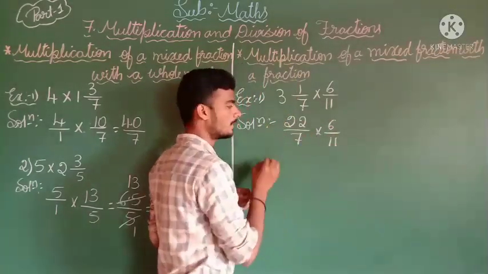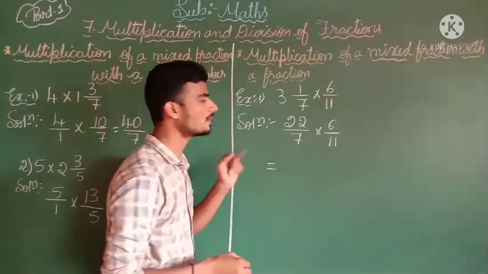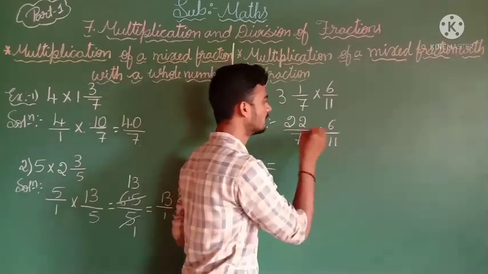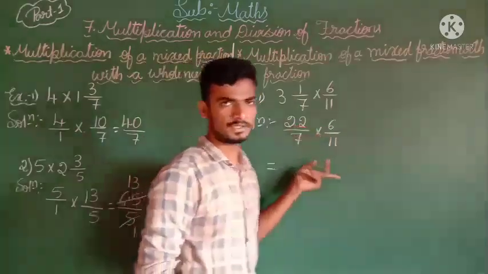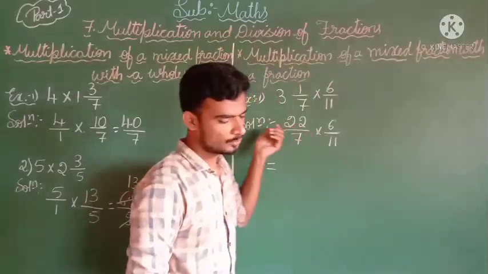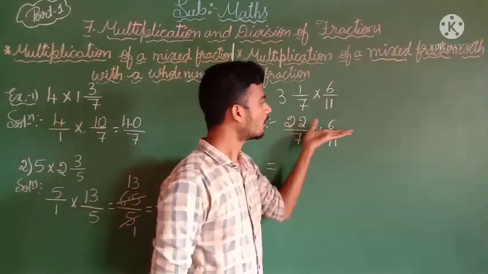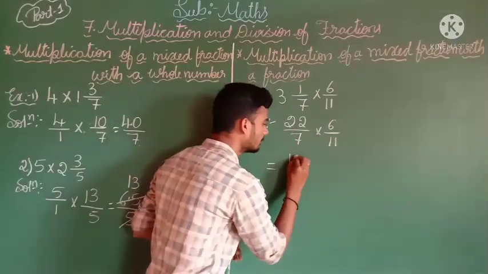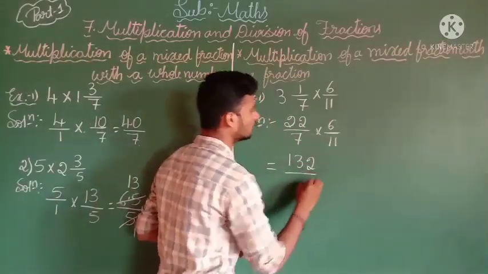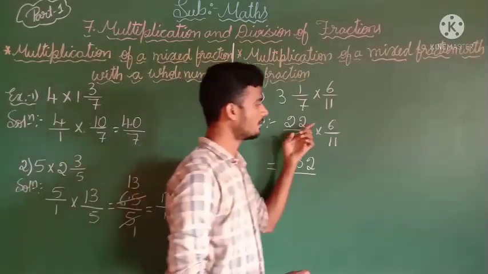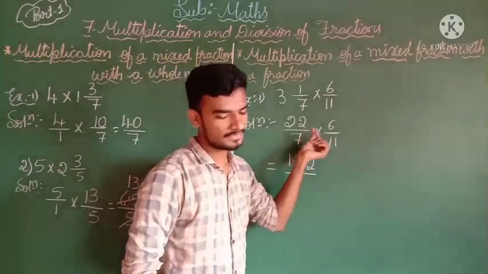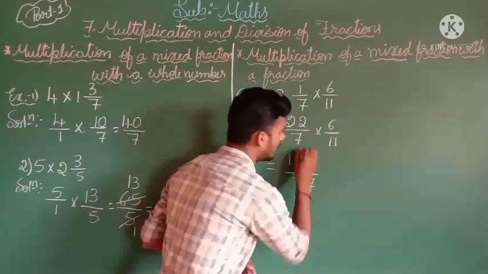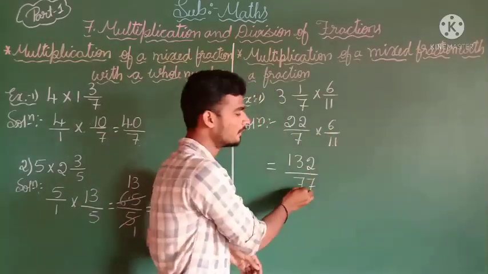This is step 1. Then in step 2, what do you have to do? You want to multiply the numerator with the numerator and the denominator with the denominator. If you multiply numerator with numerator, 22 into 6, you will get 132. Then 7 into 11, denominator with the denominator, you will get 77.